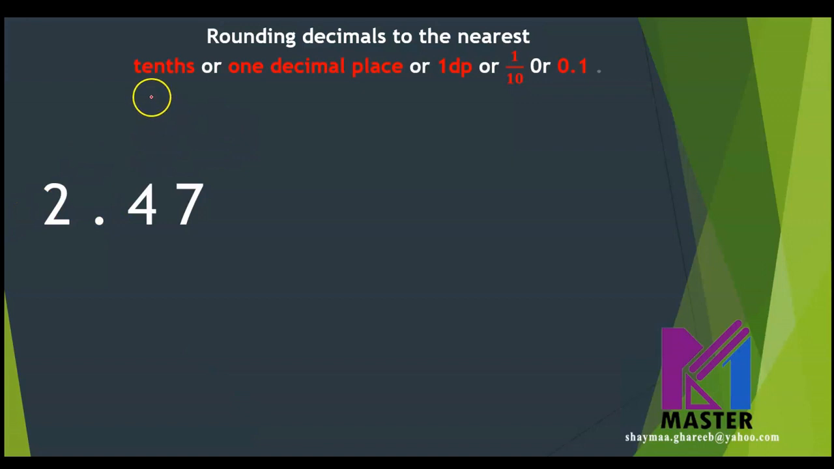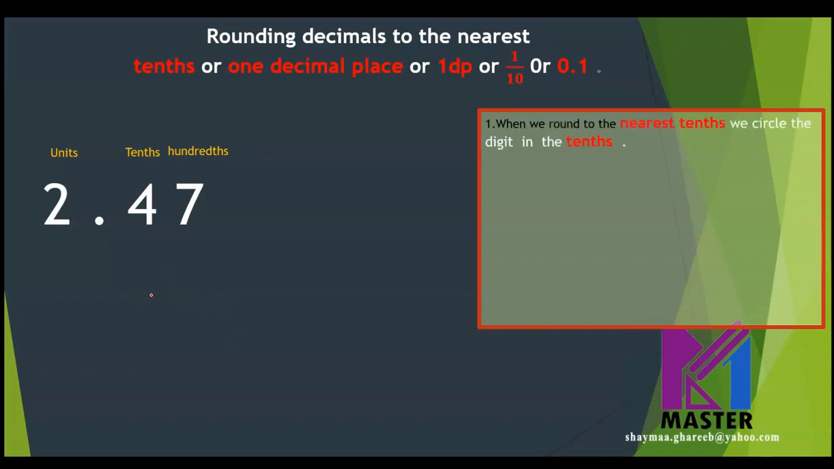Rounding to the nearest tenth means to the nearest tenth, or 1 decimal place, or 1 dp, or 1 over 10, or 0.1. Look at this number, 2.47. So we have the 2 in the units place, the 4 in the tenths place, and the 7 in the hundredths place. And I want to round to the nearest tenth. So I'm going to round the digit 4. This is the digit that I will round, either down or up.